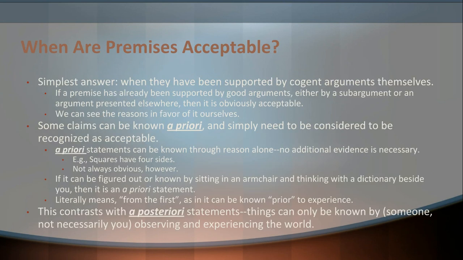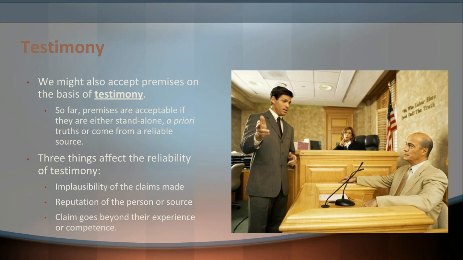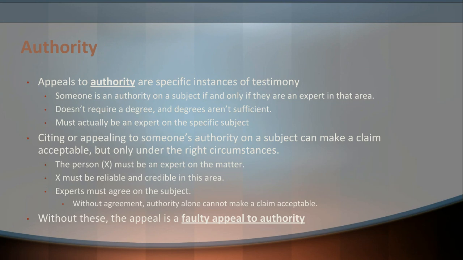We can say that ones that are backed by good arguments can be treated as acceptable. Ones that are automatically, sort of justified by themselves, a priori statements that can be known through reason alone, need no further evidence that they're acceptable. There are things that are common knowledge that are acceptable, things that everyone knows and don't need further evidence based on the context and the situation in which we're engaging. And we also know that in certain circumstances, testimony can make a premise acceptable. And in particular, when we're looking at authority, we're looking at expert testimony.